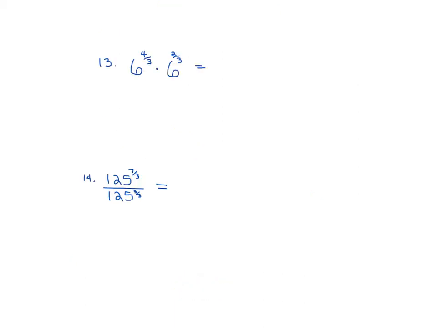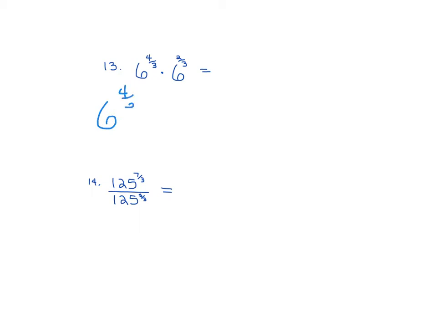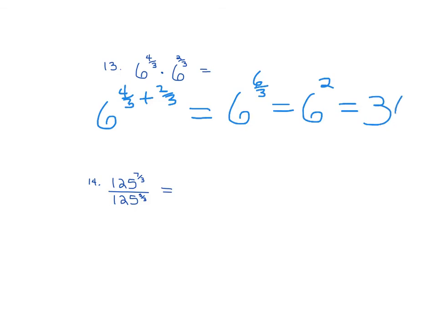Bases. We are going to add the exponents. So this will become 6 to the 4/3 plus 2/3 power. And when I add that, 6 to the 6 over 3, which is 6 to the 2nd power, which is 36. So I will add those rational exponents, simplify them. 6 divided by 3 is 2, and then 6 squared is 36.